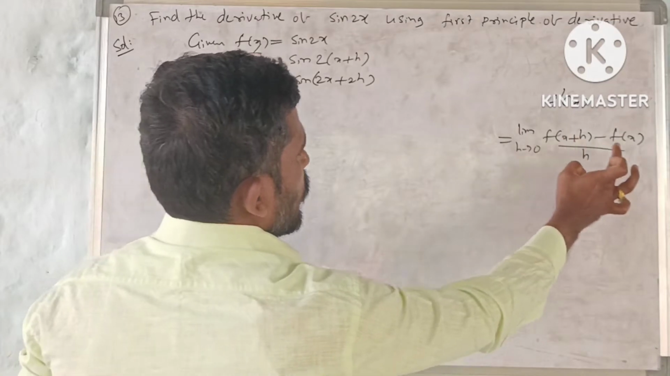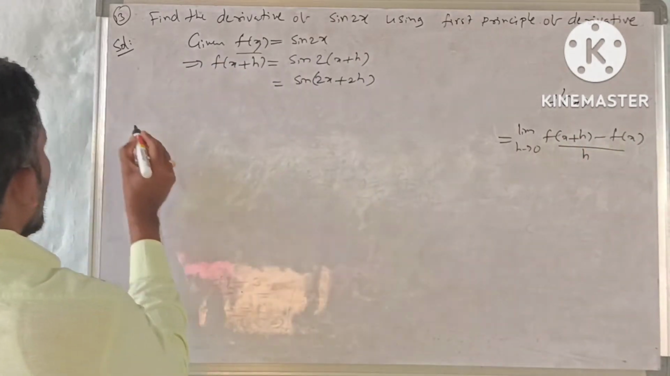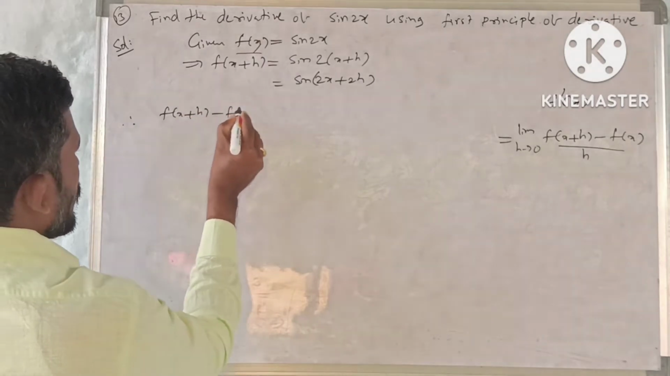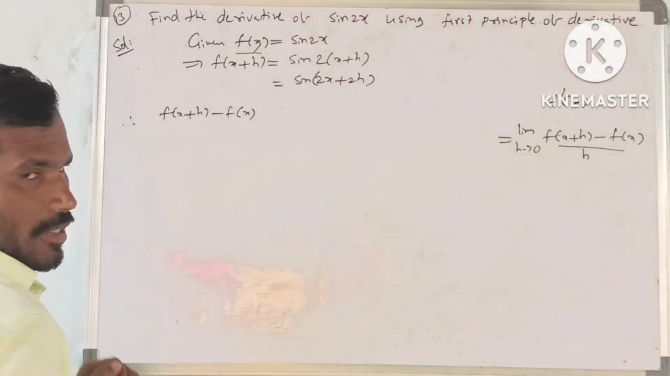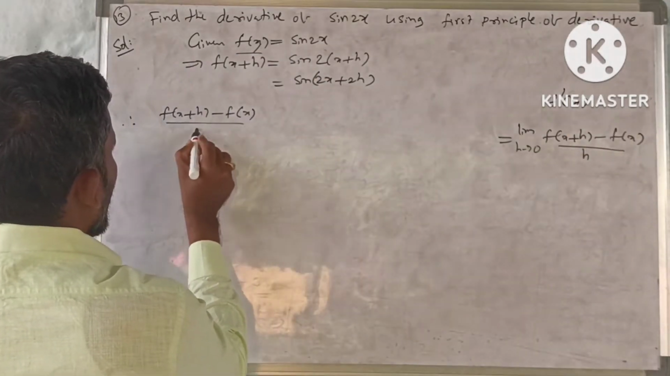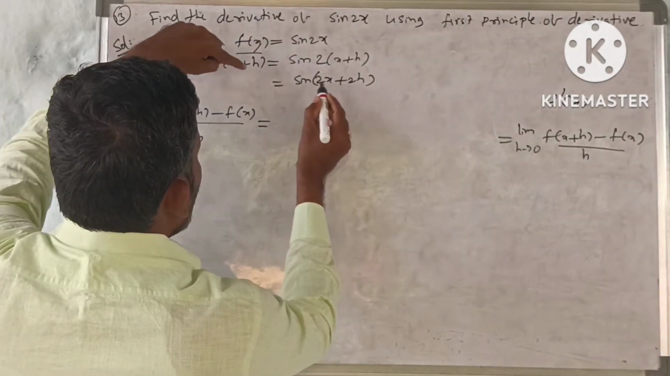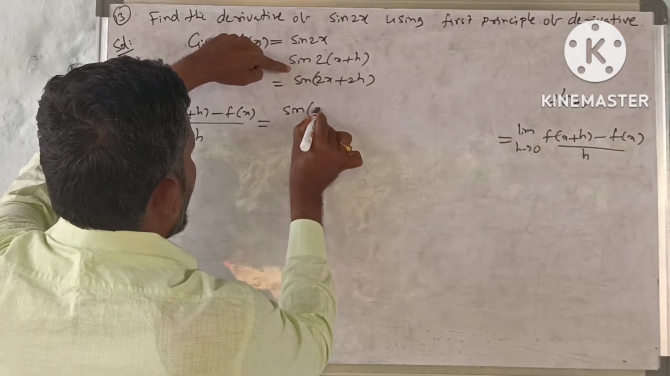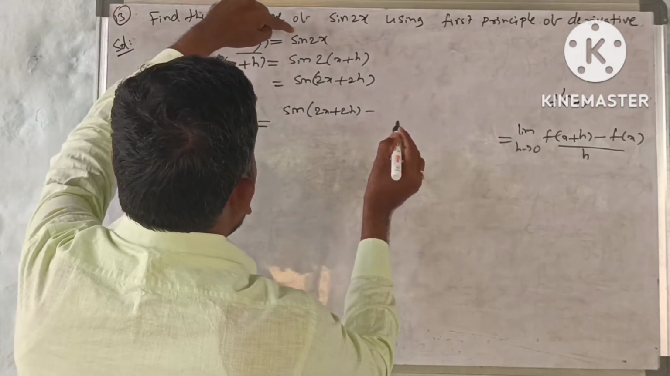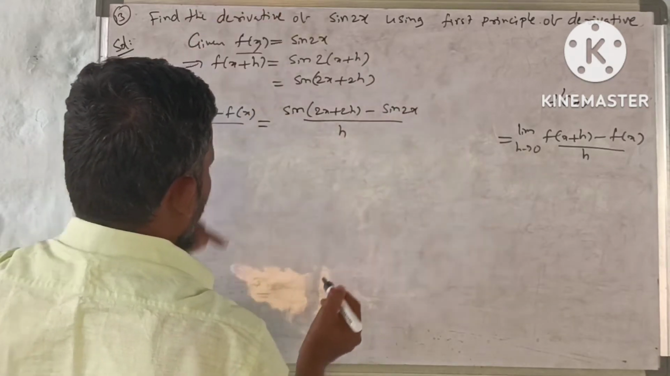Not only this one, you want here f of x plus h minus f of x. So for that I am taking f of x plus h minus f of x, and the denominator h also I am taking directly. So this is f of x plus h, what you got here, sin of 2x plus 2h, minus f of x, which is sin 2x, by h.